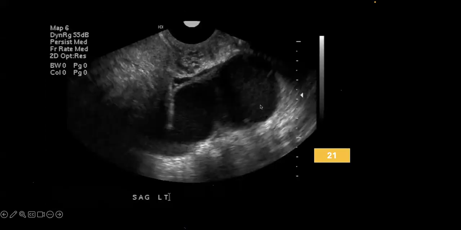21. The 21 has one more image. This is the HSG image. I'll give you the ultrasound as well. That will fetch your diagnosis very easily.